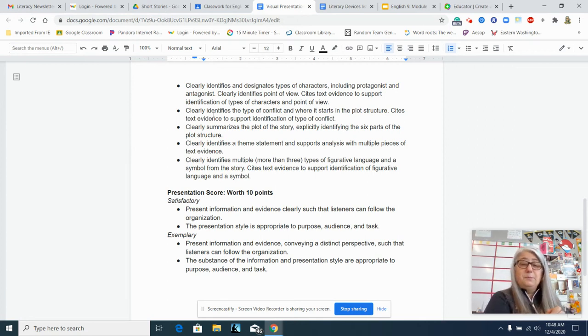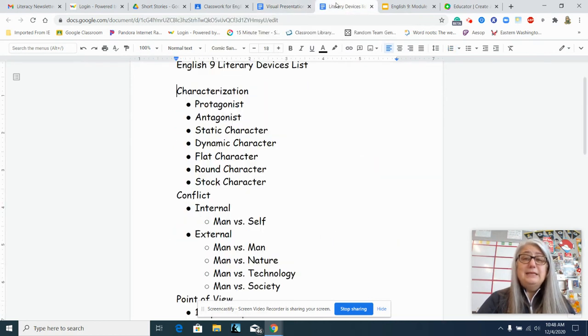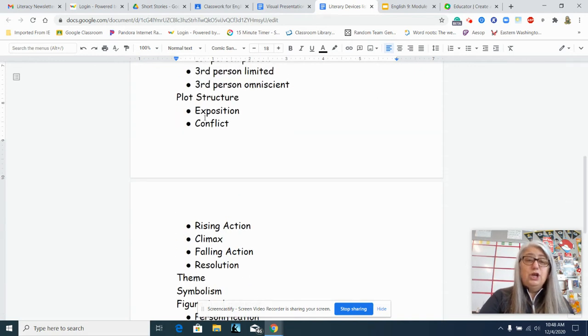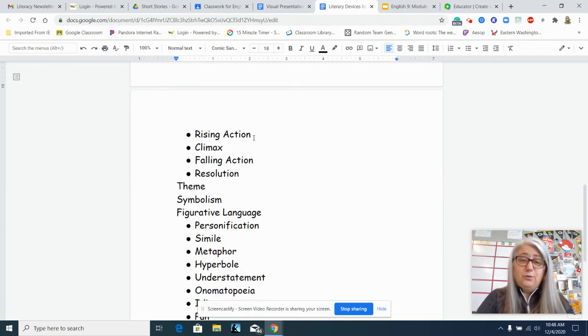Okay. Summarizes the plot of the story, explicitly identifying the 6 parts. Explicitly means clearly and systematically. So when we look at plot structure, you're saying this is the exposition. This is the conflict. These are examples of the rising action. Rising action, it's lots of things. I don't need to see all of it in the story, but I would like to see at least 2 instances that you think are examples of rising action.